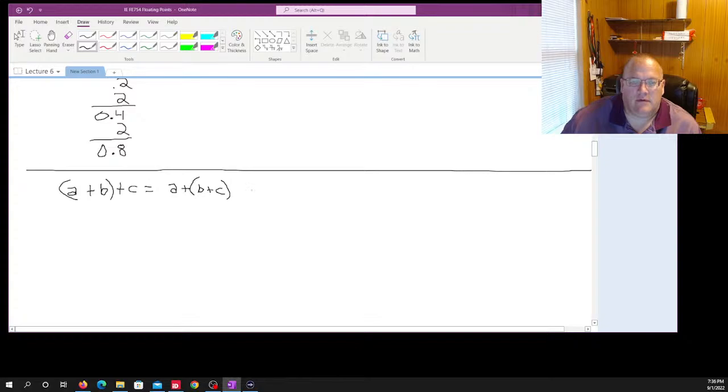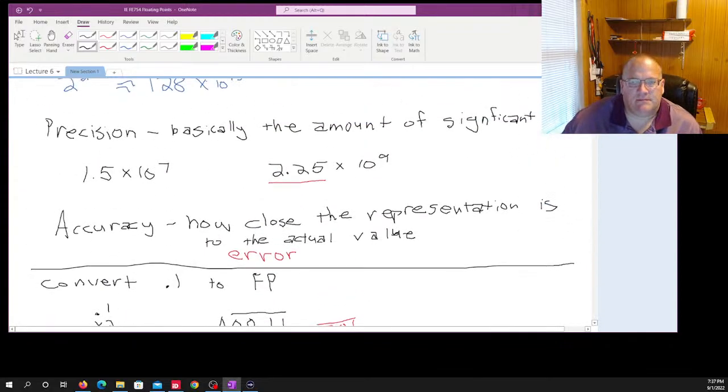This is not always true. It's true for real numbers, but not for floating points. Why is that? Because we have to throw things away sometimes, because we can't remember everything. So we discard some of our significant bits.